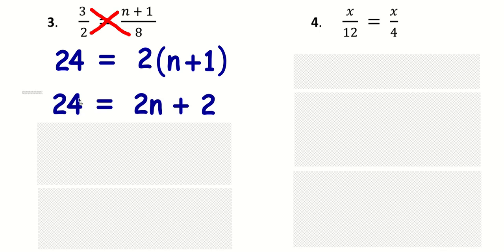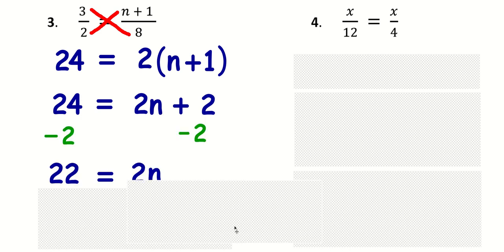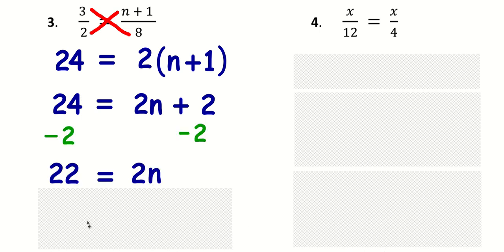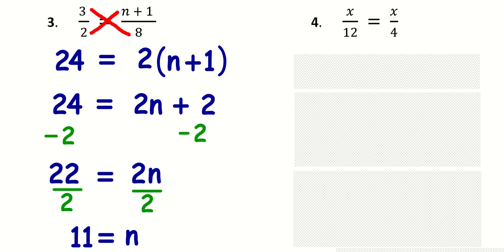And then now that we did that, we can proceed fresh with solving for n. So we subtract 2 from both sides, and then divide both sides by 2. Same old stuff we've been doing for weeks, if not months.